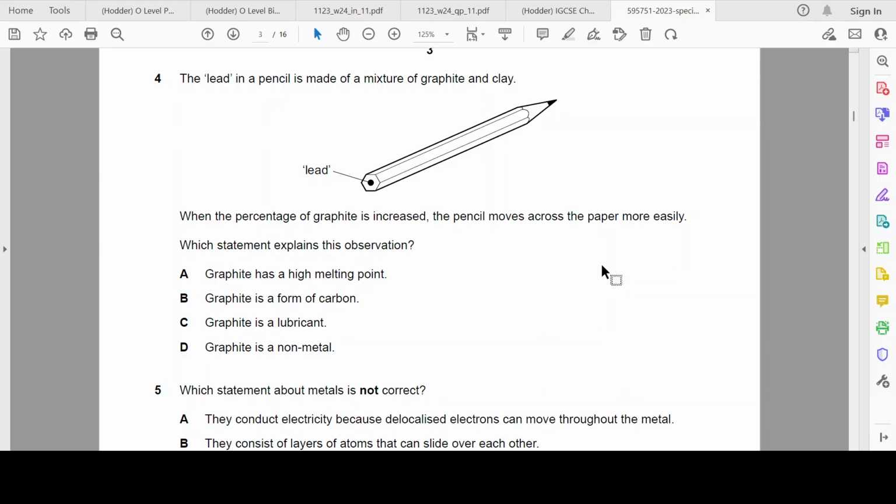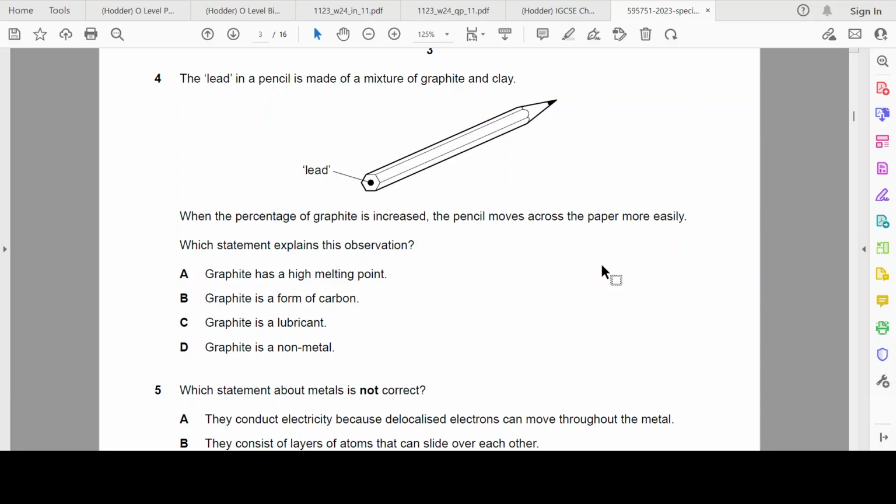Generally speaking, a lubricant is anything that helps smoothen movement. It reduces friction. And if you recall the properties of graphite, it's made in layers, and those layers can move over each other. And that's basically what's happening in a pencil.